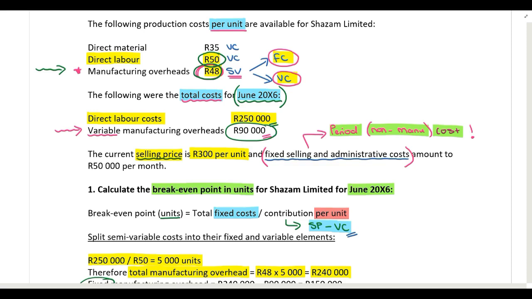This cost will still affect profit or loss. So please note, when you are performing break-even calculations, you must take these costs into account in your break-even point calculations. And obviously this is an easy one. You were specifically told that the cost is fixed, so we have a fixed cost there of 50,000 Rand per month.